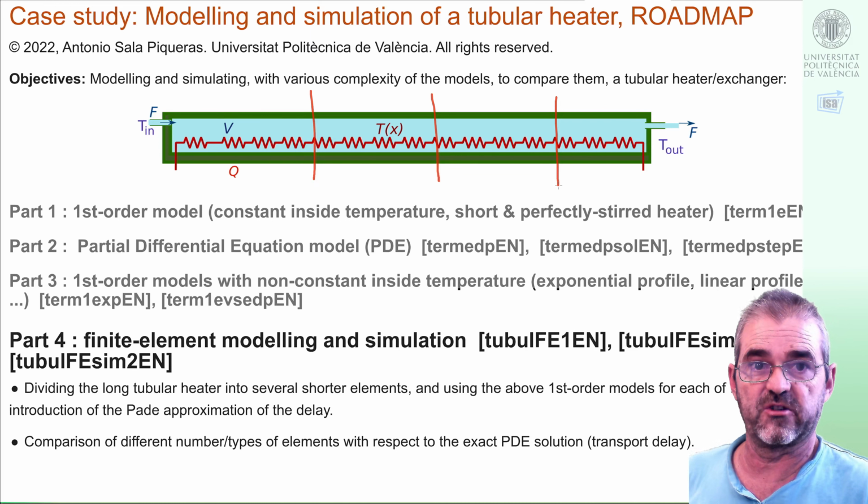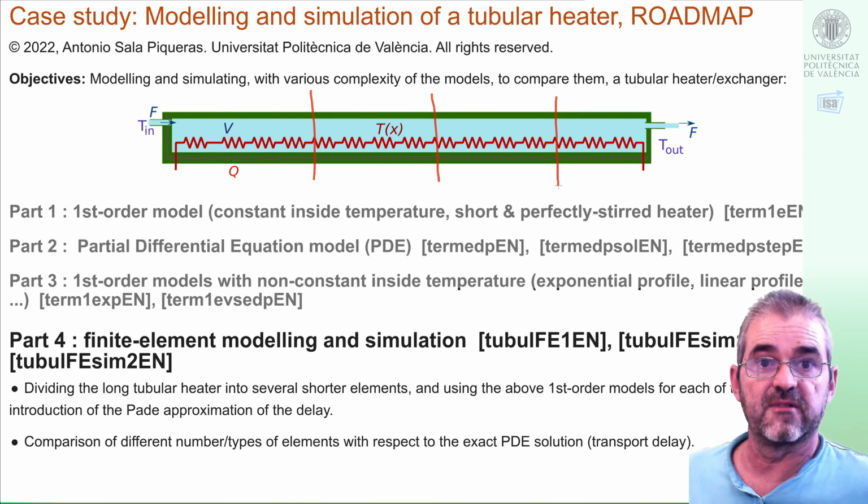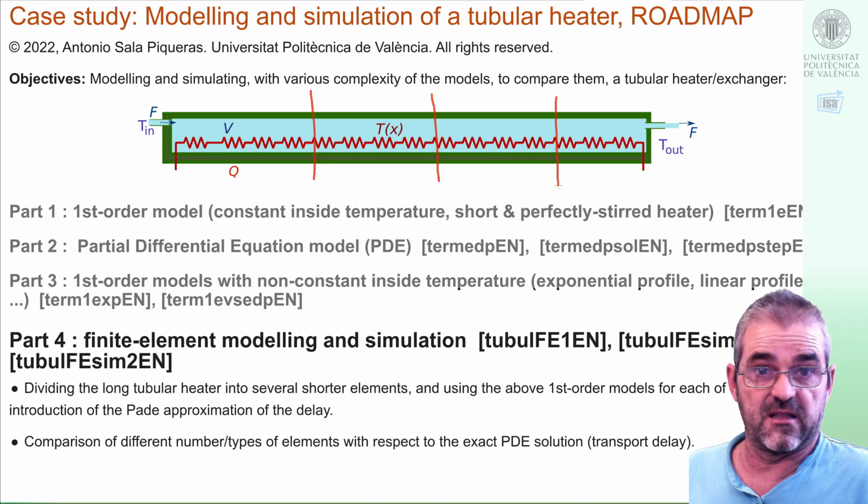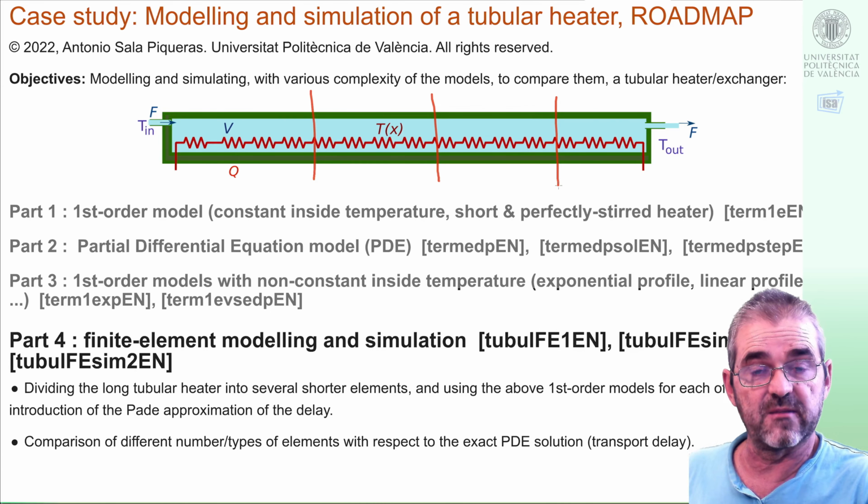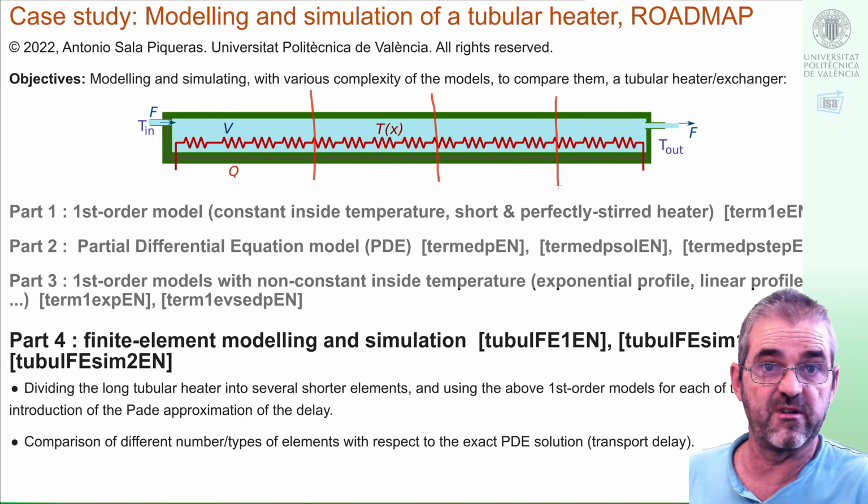If we have just one element, we get the simplest models, parts 1 and 3, infinite elements, part 2, and then part 4 is just, okay, let us do some simulations with something in the middle. Let's say 4, 5, or 100 elements. So understanding how these finite element models are built and simulating them, comparing with the previous solutions, will be the objective of this part 4.